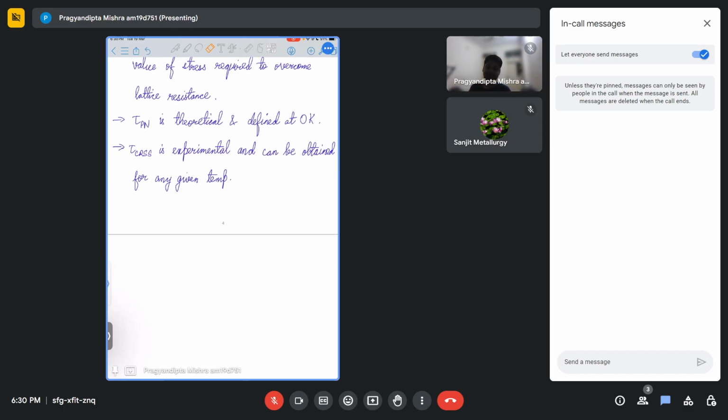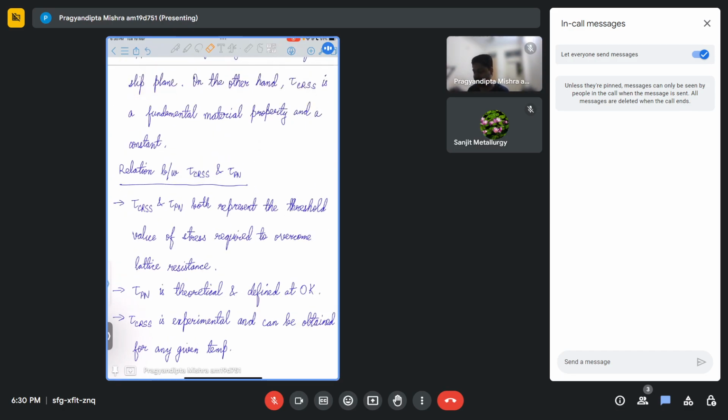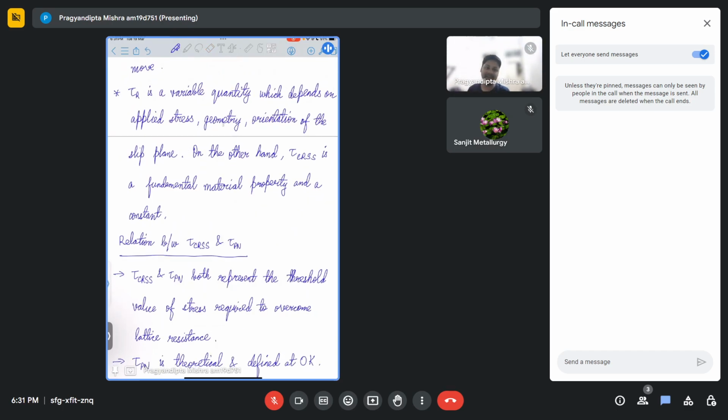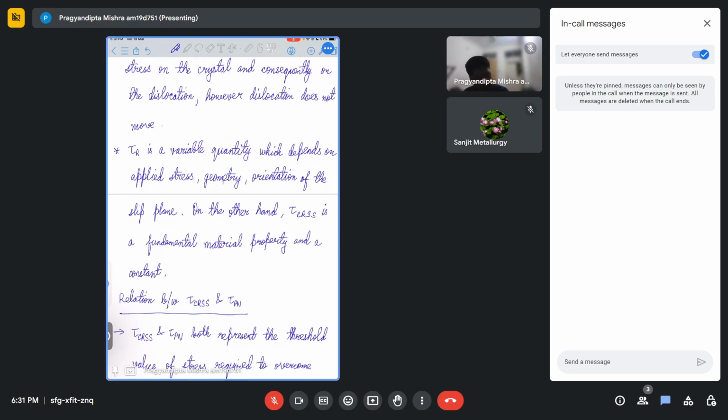Now let's talk about what could be a range for this cos phi cos lambda value. Essentially, since we said that tau CRSS is a fundamental material property, what we need to find is how tau R approaches tau CRSS. That is basically dependent on the sigma value that we are providing. That is one thing, but also the geometry and the orientation.